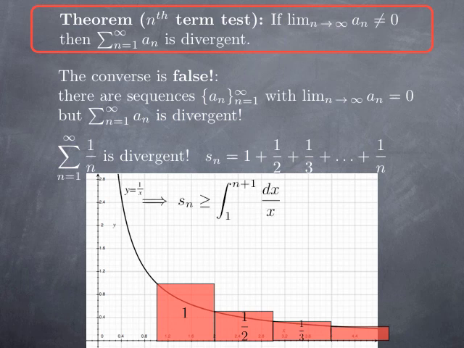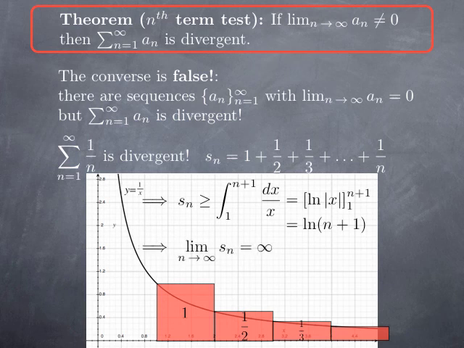So we have that the partial sum, Sn, is greater or equal to the integral from 1 to n plus 1 of 1 over x, which we can calculate to be natural log of n plus 1. And because the natural log of n plus 1 goes to infinity when n goes to infinity, so does the sequence of partial sums. And this is a way to justify that the series of 1 over n is divergent.